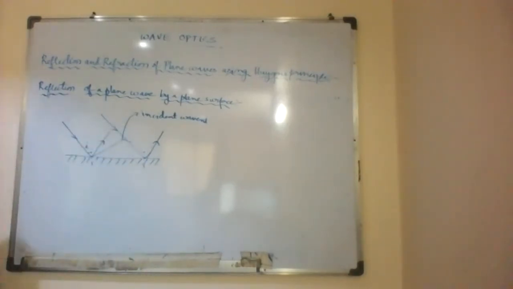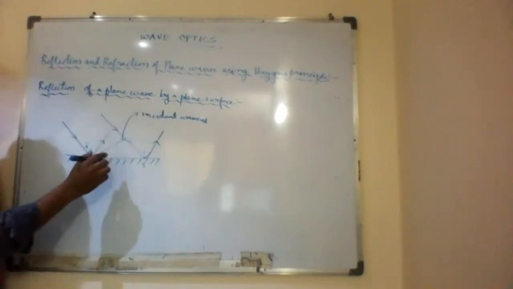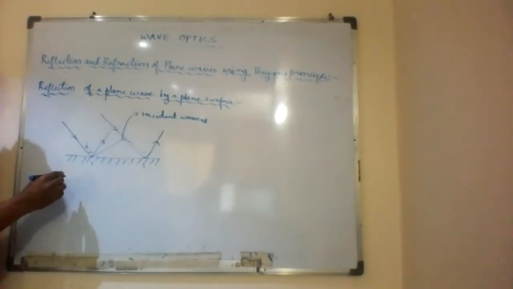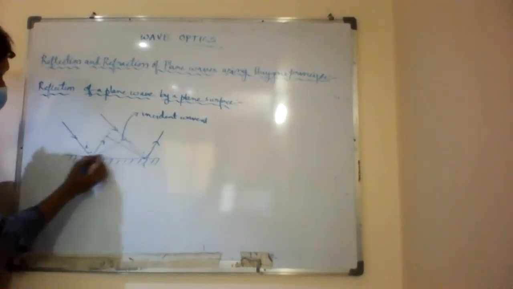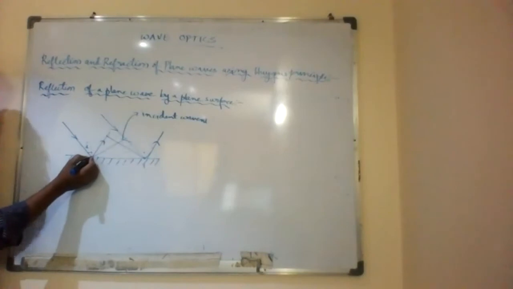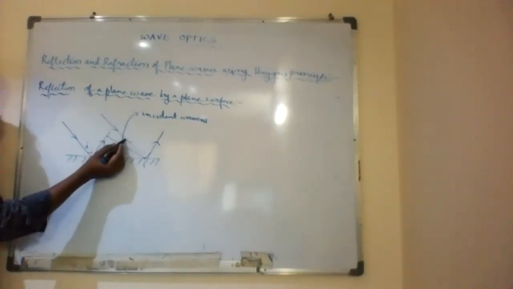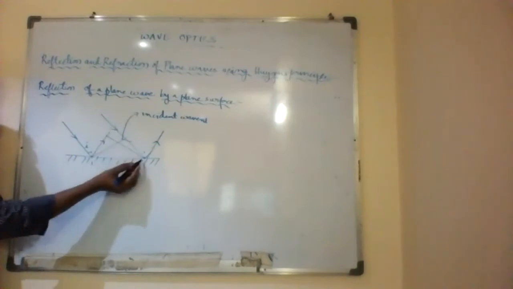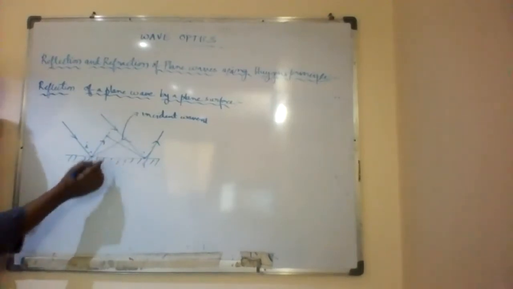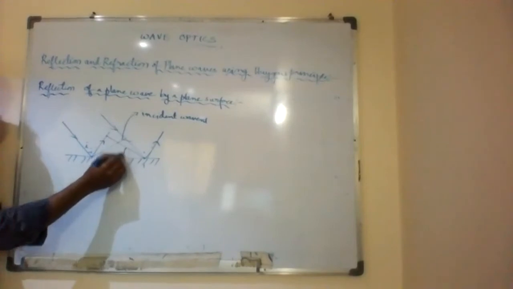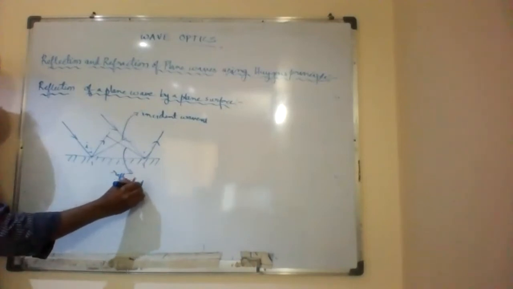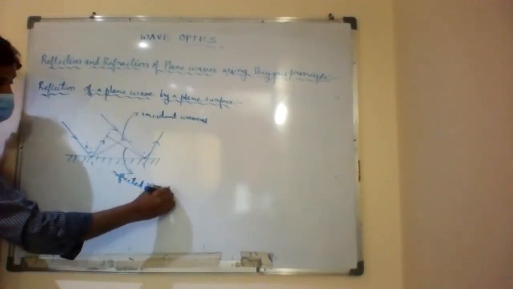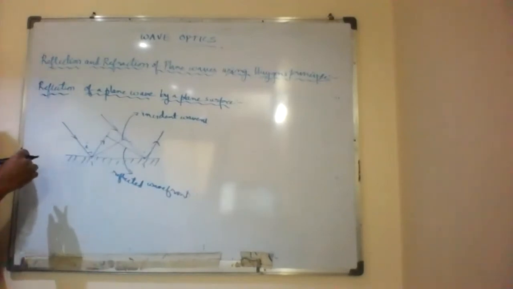So what will happen now? By the time, when this was touching the interface mirror, this was in the air, right? Similarly, when this was in the air, this is touching the interface. Is that clear now? So this is the incident wavefront and this is the reflected wavefront.